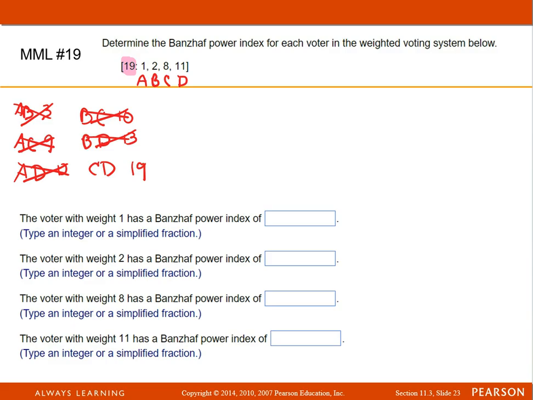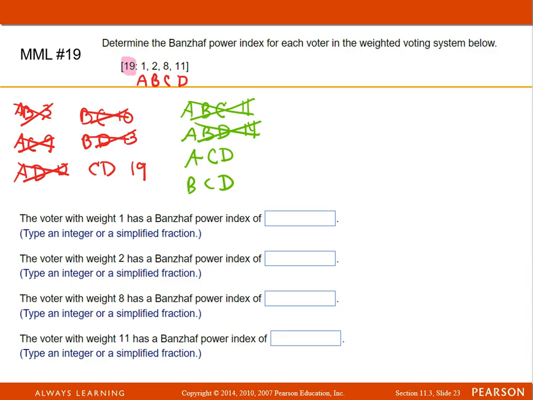Okay, then I'm going to go to my triples, which would be A, B, C, A, B, D, A, C, D, and then B, C, D. Okay, A and B and C, that's 1 plus 2 plus 8. That adds up to 11. Nope, that's not 19. A, B, D, here's A and B, that's 3 plus 11, that's 14. Nope, not a winner.